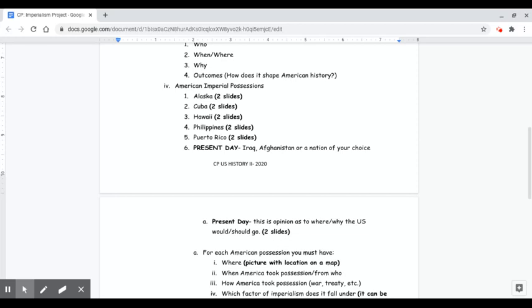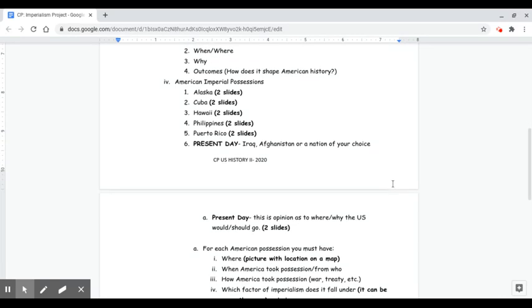These are all things that shape American history. And we want you as the student to complete some student-centered learning to understand how the United States becomes this player on the world stage.